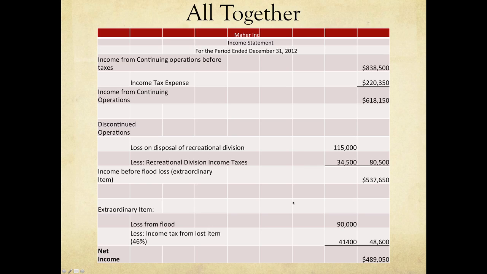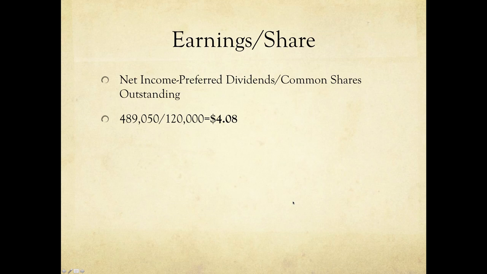The last thing it asked us to do was to calculate the earnings per share. So you've got your net income minus preferred dividends over common shares outstanding. Since it didn't record any preferred dividends, we don't really need to worry about that in this problem, though we should look out for it in others. So you take our net income of $489,050 divided by 120,000 shares outstanding, we get $4.08.